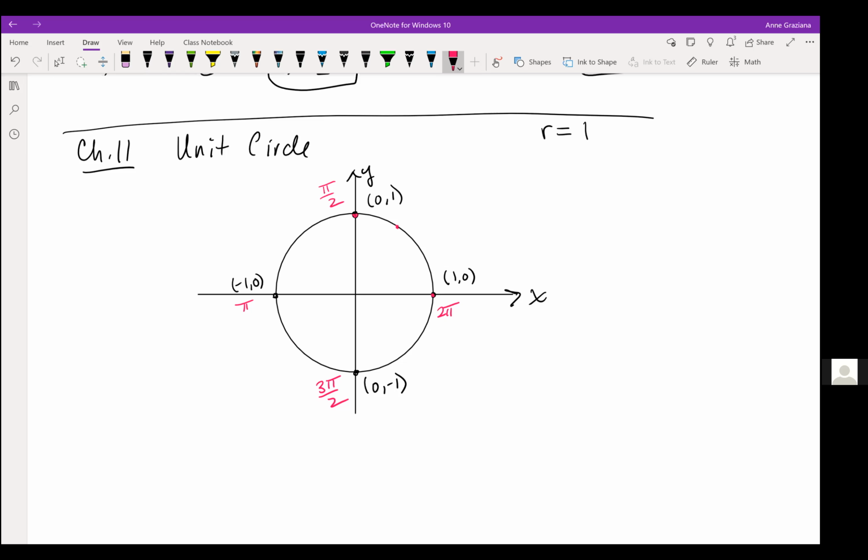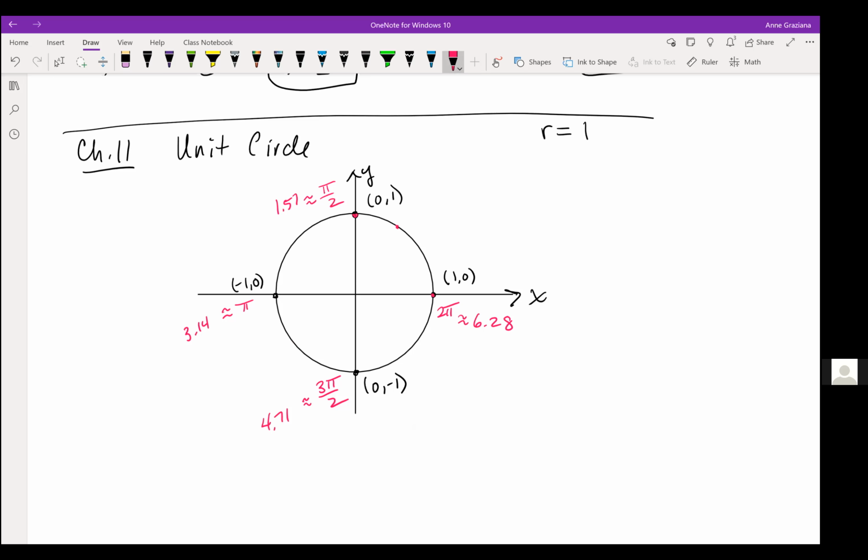We also looked at the decimal approximations of these values. So we said that this was about 1.57. Pi we know is 3.14. This one was 4.71, and 2 pi is 6.28. So again, this is what you have to have memorized. You have to know this. All this information should be like, got it, okay?